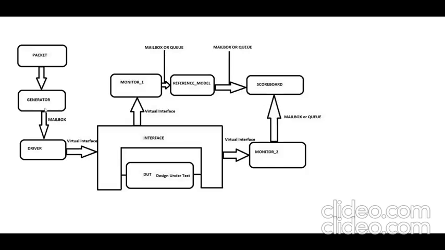Just try to understand: you have this path, you are driving some information through the driver to the DUT, you capture everything here in the monitor, and you pass some information on to the scoreboard. For the time being, just forget why I am using this monitor 2. I will explain it, don't worry, but for now just forget it.